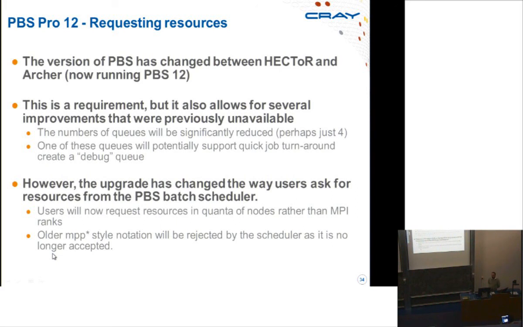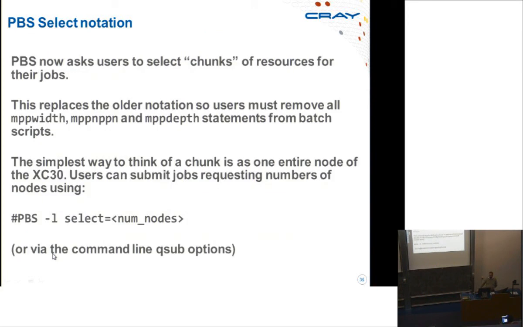The MPP notation that you were familiar with on HECToR is being deprecated by PBS. So we've taken this opportunity to ban people from using it and to move them on to the supported notation, which is Select. What happens now is, rather than requesting things based on your MPI job, you request numbers of nodes. So you ask for whole numbers of nodes, and then once you've got them, you can do whatever you like. This is what we call the select notation.